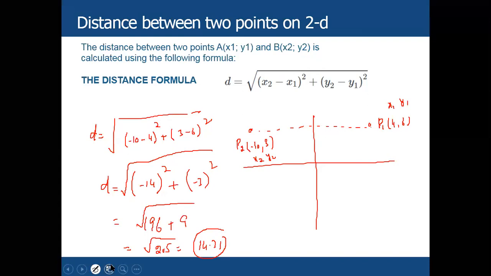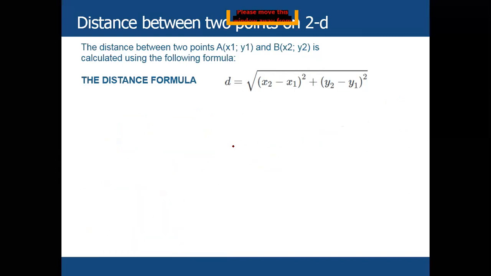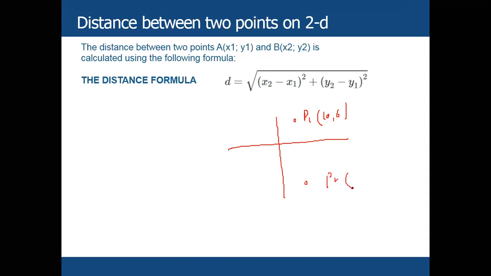If we have another example, let me solve for another example. For example, if points are given, point number 1 is 10 and 6. Point number 2 is in the fourth quadrant, and these are 4 and, let's suppose, minus 20. So how can we find the distance between these 2 points?